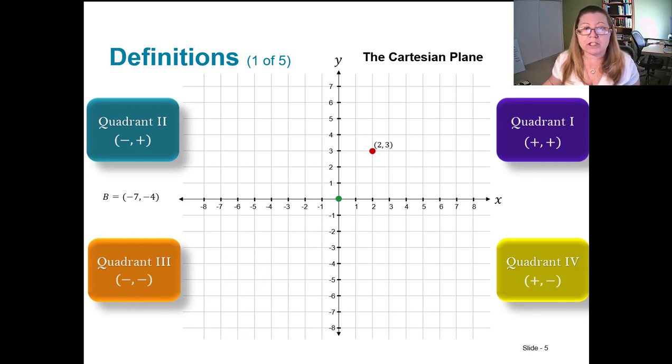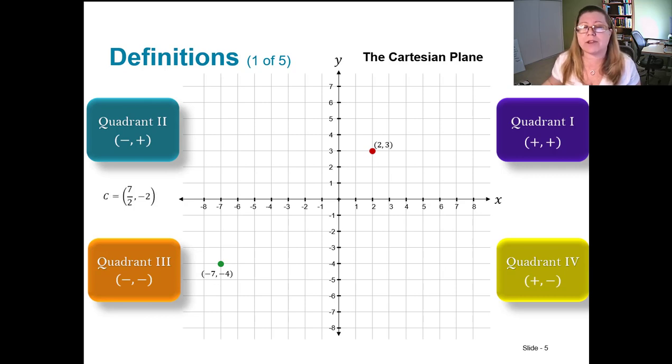Okay, from the origin, I'm going to go 7 on my x to the left because it's negative, and then 4 units down. And there's my point, -7, -4. Now, I've always taken the x first. We list the x first, but I don't have to travel the x first. I can travel the y first.